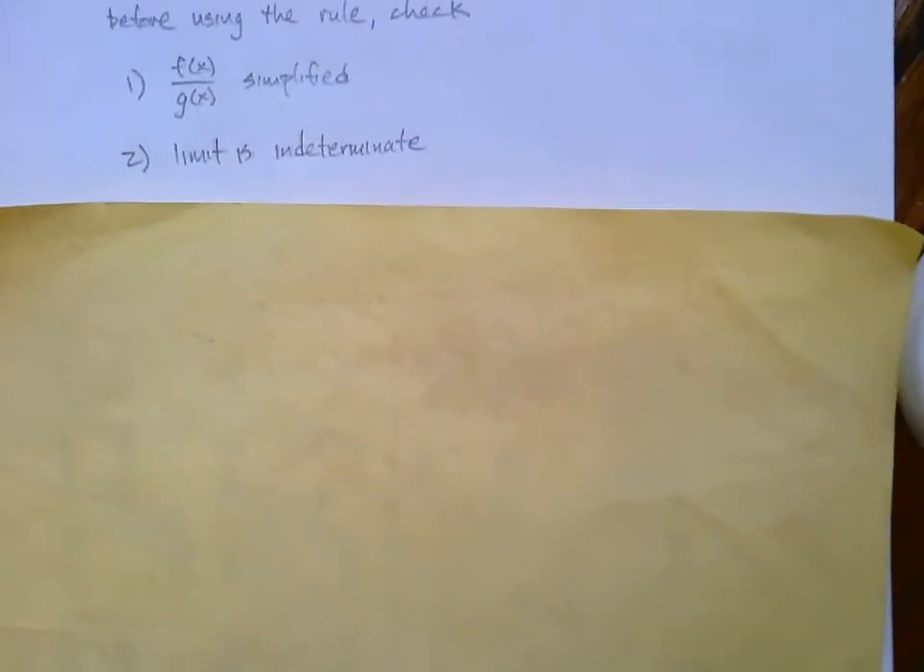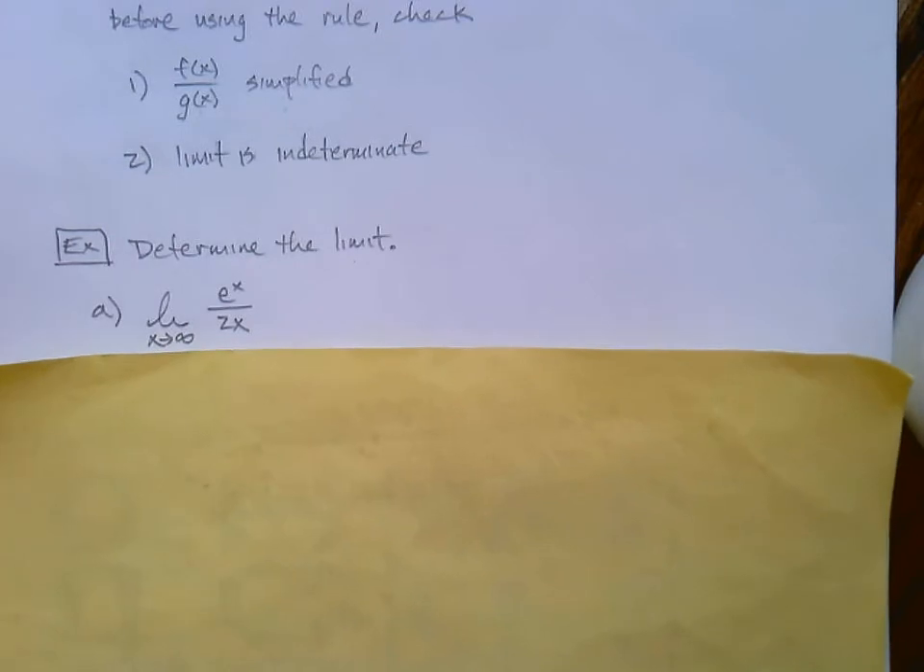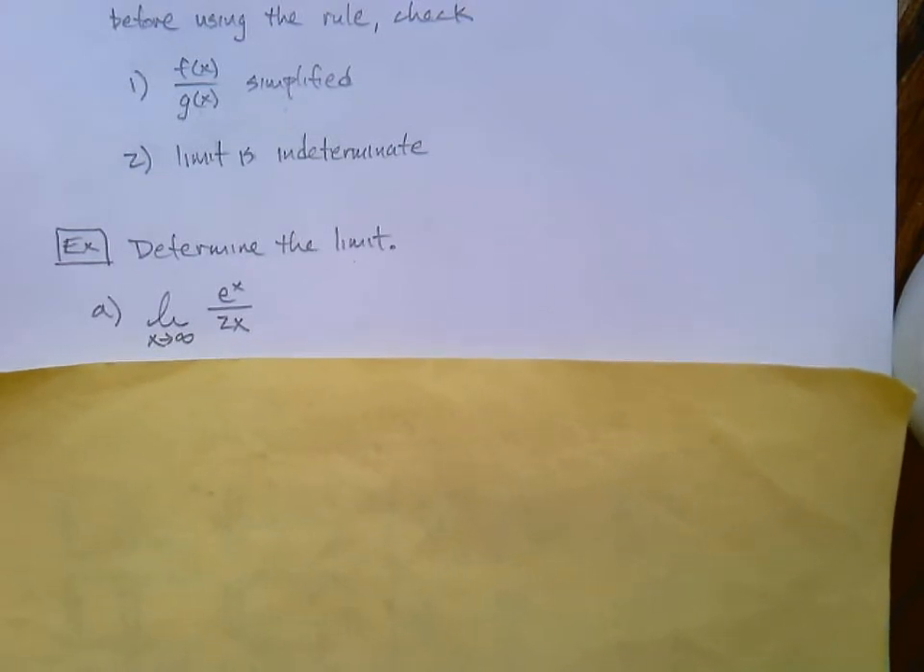Okay, finally, here we go. Example: determine the limit. Part A is that first one I presented to you. The limit as x approaches infinity, e to the x over 2x. By the way, we've done all the theory at this point. The rest of this section is just a ton of examples. So get ready.